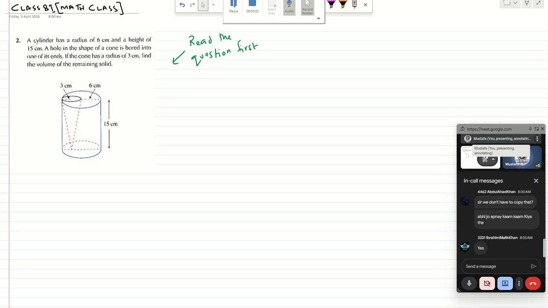Alright, the question here is saying a cylinder has a radius of 6 centimeter and a height of 15 centimeter. A hole in the shape of a cone is bored into one of its ends. If the cone has a radius of 3 centimeter, find the volume of the remaining solid. You can imagine that, for example, it is a wooden piece.